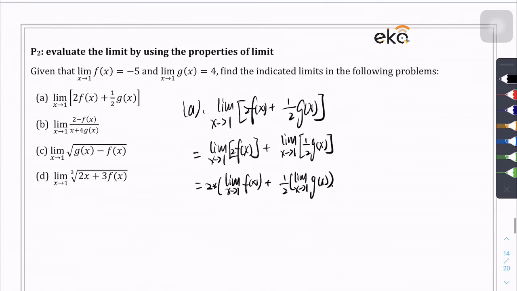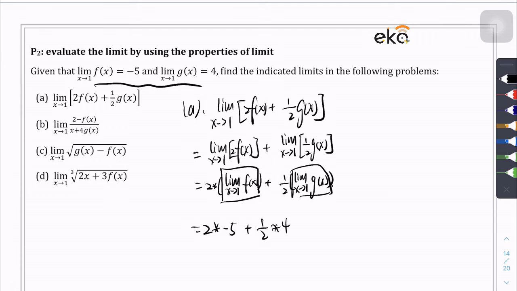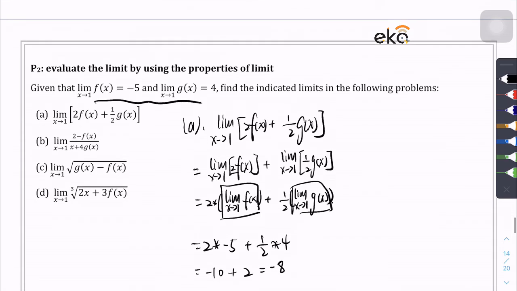Then we know these two numbers from the question. So it is 2 times -5 plus 1/2 times 4, which is negative 10 plus 2, which is negative 8.